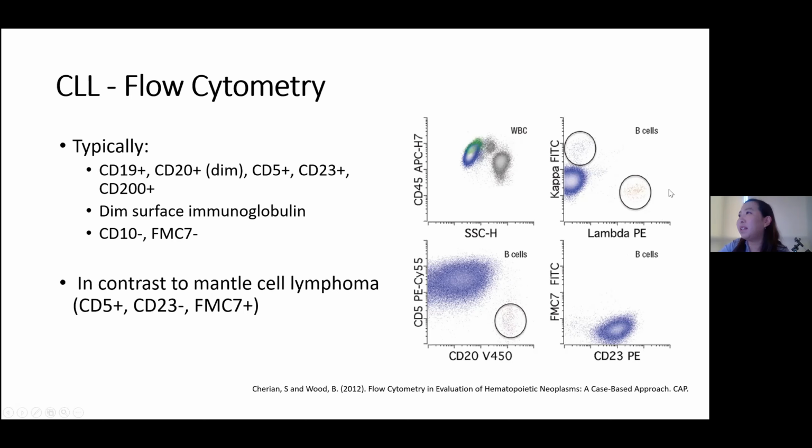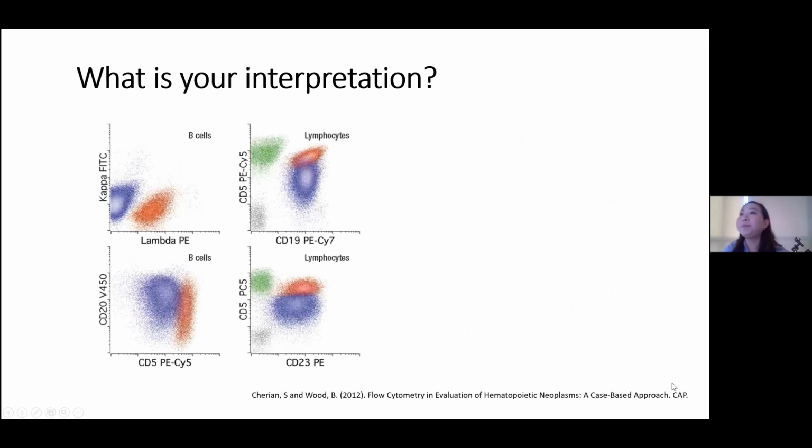So in black circles are your mature B cells, polyclonal, some expressing kappa and some expressing lambda. But there's this kappa restricted or kappa clonal B cell population that's a bit dimmer, and that's your CLL cells there. And it does not express FMC7. In contrast to mantle cell lymphoma, which is the biggest differential diagnosis for CLL, it's CD5 positive, but CD23 negative, and FMC7 positive.